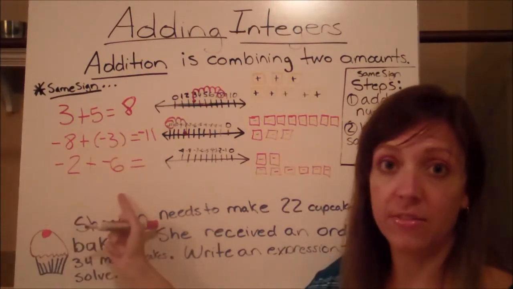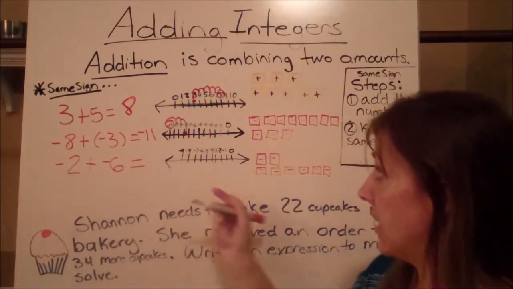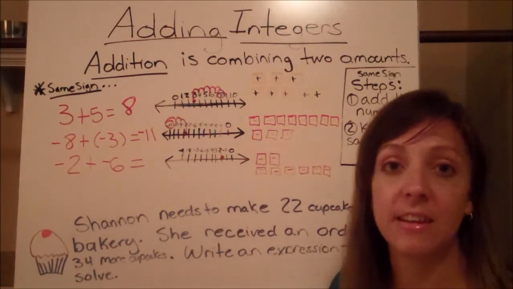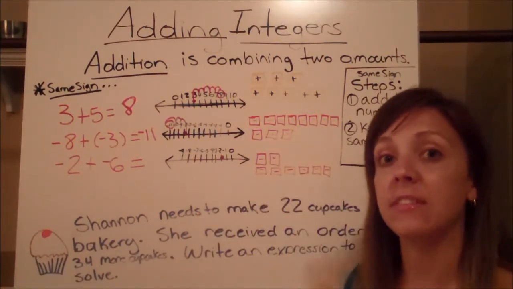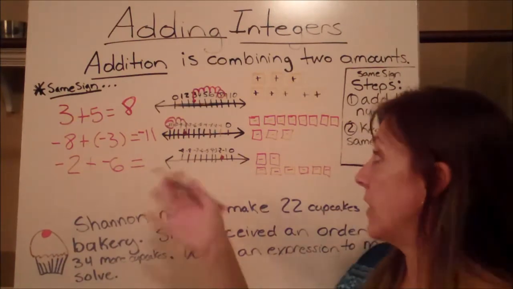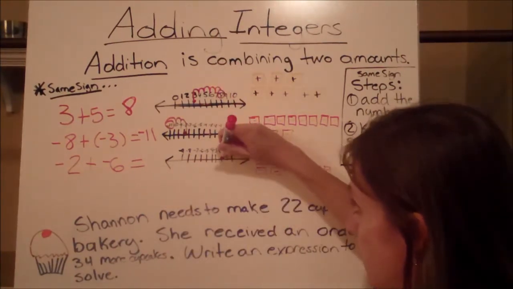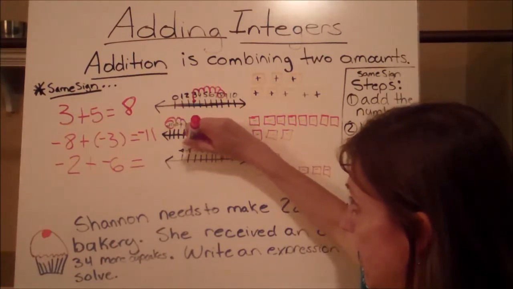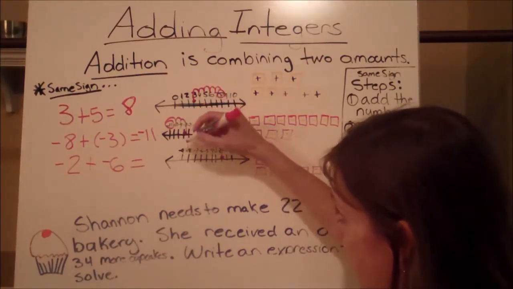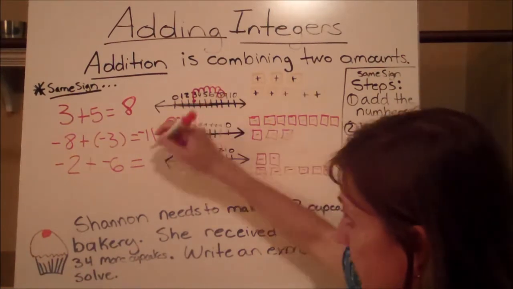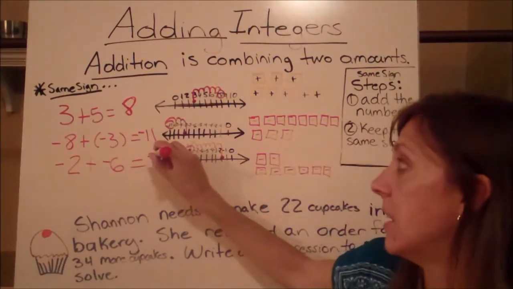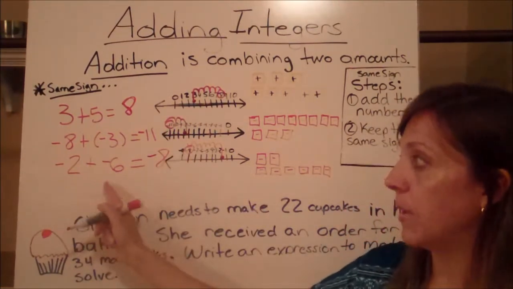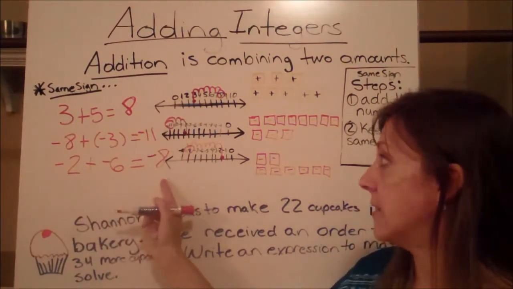Negative 2 plus negative 6. Again, on my number line, I'll start at negative 2, and I'll graph it, and I'll move 6 in a negative direction. Left is least, so I'm going to be moving to the left again. 1, 2, 3, 4, 5, 6. I stop at negative 8. I'll circle that, and I'm going to fill that in beside the equal sign. So negative 2 plus negative 6 equals a negative 8.